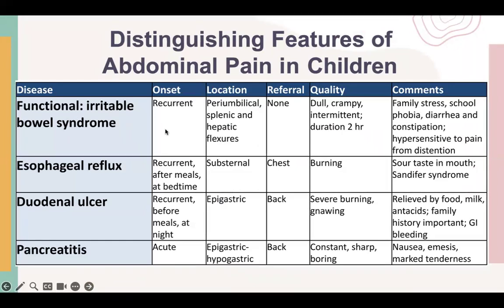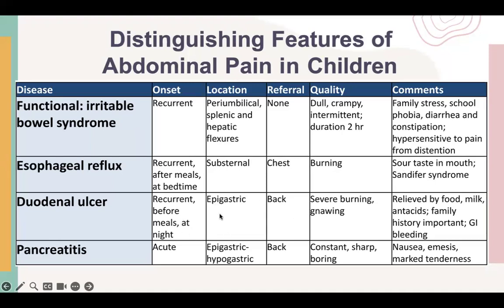Functional pain can be recurrent in onset, location periumbilical, no referral, with dull, crampy, intermittent pain. So it can be secondary to stool, like family stress, school phobia, diarrhea, constipation, hypersensitive pain from distension as well. Reflux can be predominantly substernal pain, with referral to the chest. Most adolescent children present with chest pain as well as substernal pain. It is burning in sensation, aggravated by meals. Okay, sour taste in the mouth, and Sandifer syndrome can be seen in infants and toddlers.